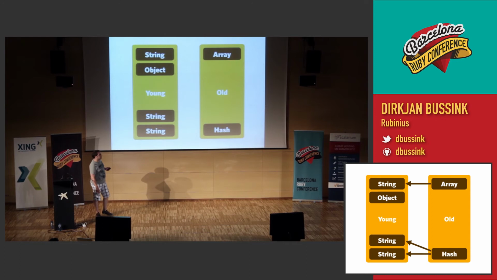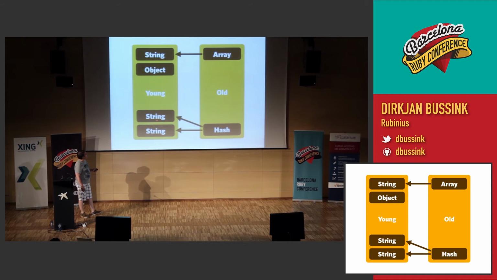It is, however, tricky sometimes, because you might have an array that's old, like it existed for ages in your Ruby program, and at some point you create a new string and you shove it into this array. So this array now has a reference to this string. So you have to keep track of these things. You have to say, okay, here's a hash which has a reference to some string.